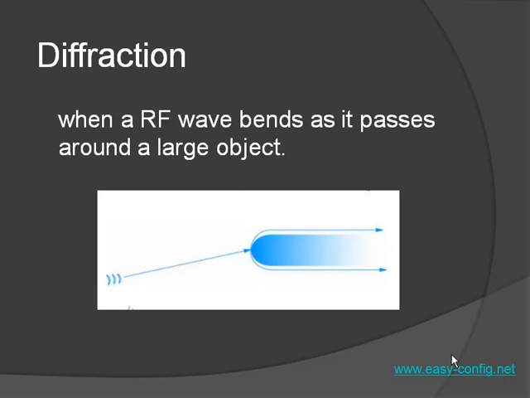Diffraction, when a radio frequency wave bends as it passes around a large object. An example of this one is if you observe a pool with an object in it, and when the water moves, you can see that the wave will follow the object. Imagine a lake or a river with an object in it, the wave will diffract and go back behind that object. You can see this diagram, it looks like that.